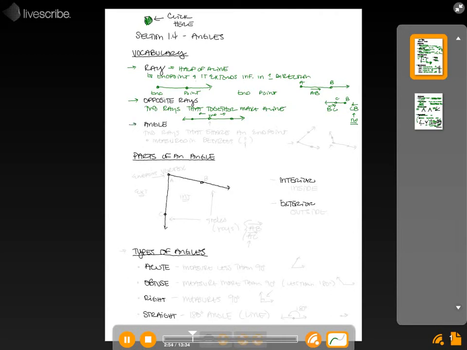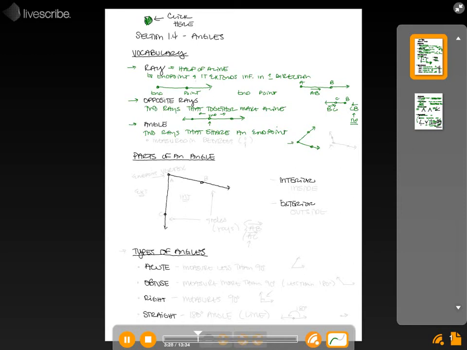All right, our last vocabulary word is angle. And the definition for angle is 2 rays that share an endpoint. All right. So if we go back, opposite rays are really an angle because they share the endpoint there. More generally, though, they don't have to make a straight line. They can make whatever shape they want.